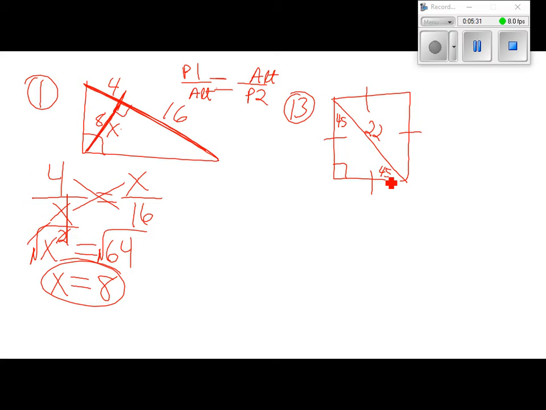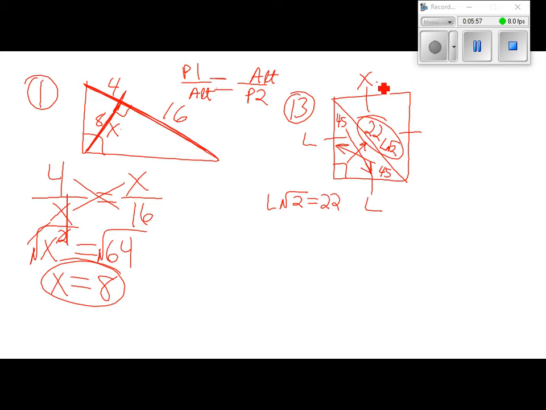In a 45, 45, 90 triangle, the side across from the 45-degree angles, each time is going to be labeled L and L. And we were looking for X, that's that side up there. And the side across from the right angle is L times the square root of 2. Well, that's the one that we know this time, so we set up this equation: L times the square root of 2 equals 22.